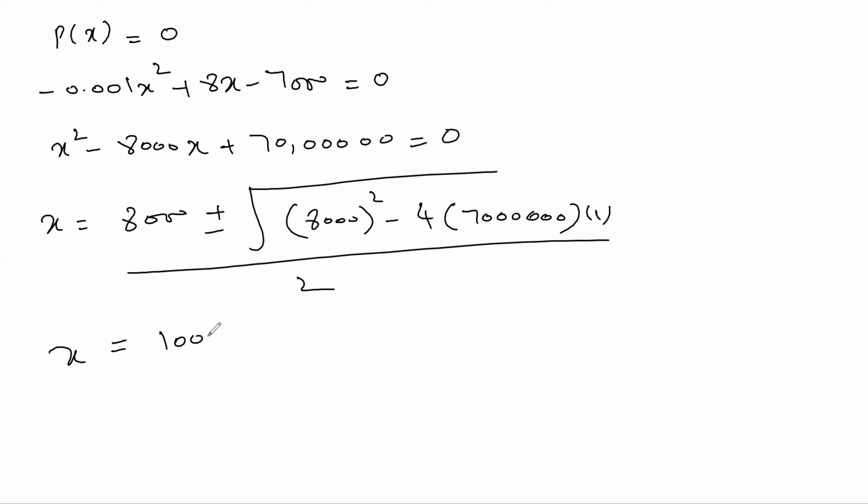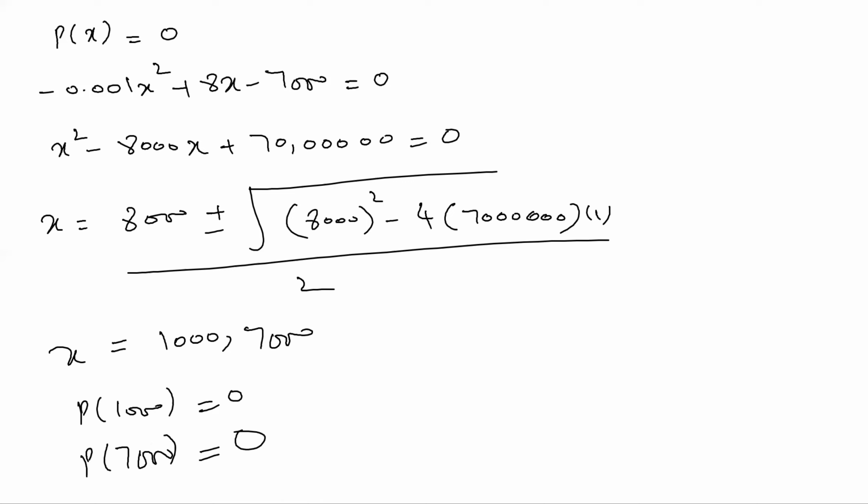Your x will be 1,000 and 7,000. That is your break-even point. Your profit will be 0 at this, and your profit will be 0 at this. So that is your break-even point.